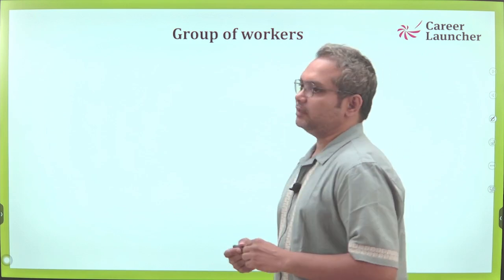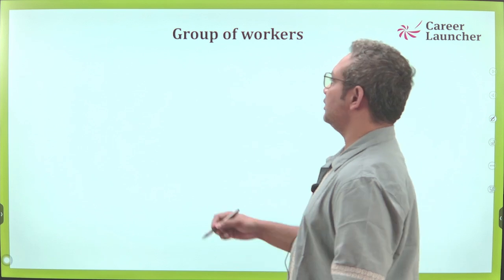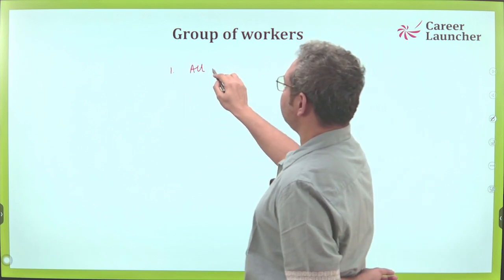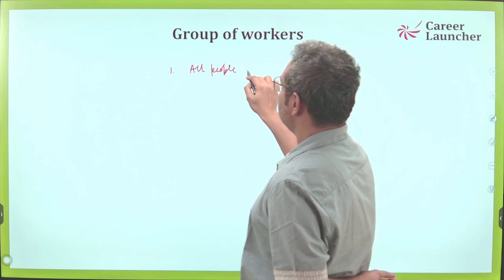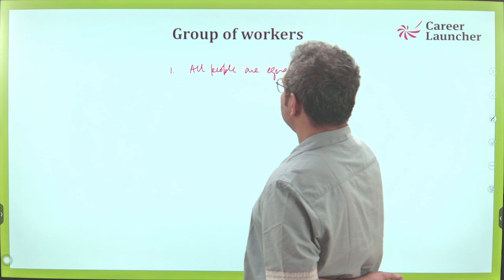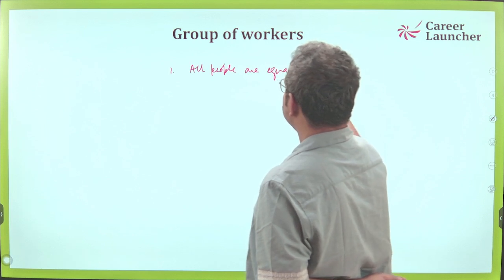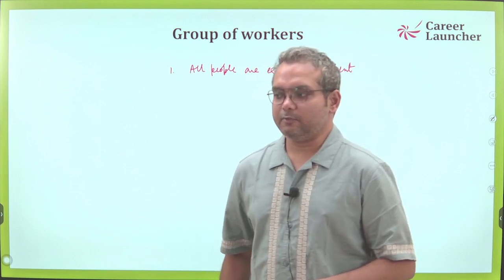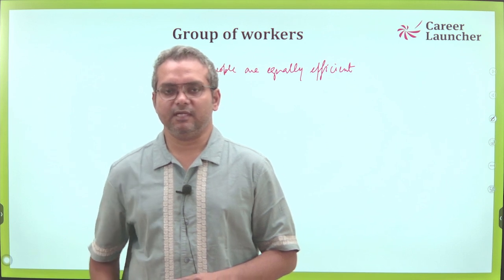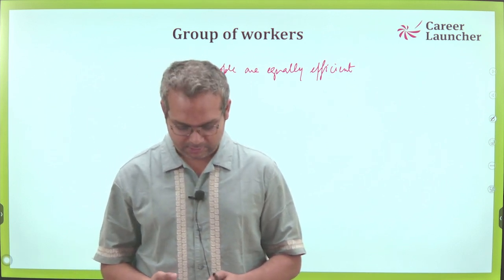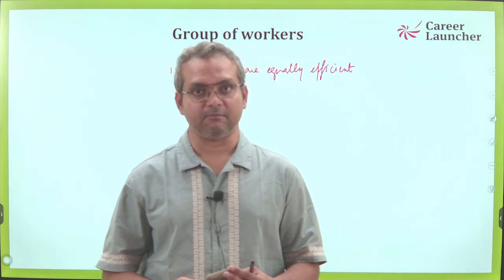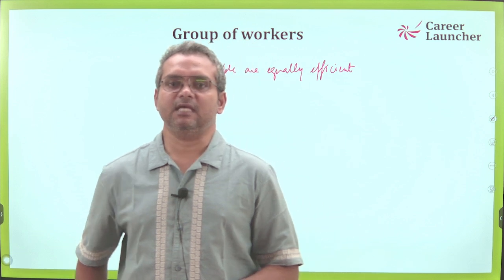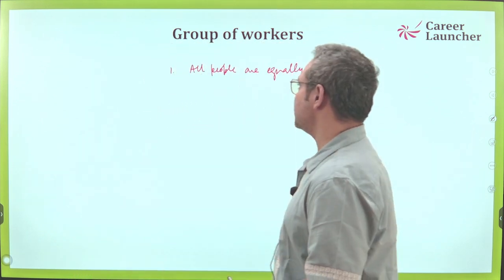So when you are solving such questions, there are a few things that we have to understand. So the first point that we need to understand is that all people who are working are equally efficient. When you see a question on a group of people who are working, and each of them can complete a certain job in a certain number of days, it is understood that all the people work with the same efficiency. So that's the first and foremost point.